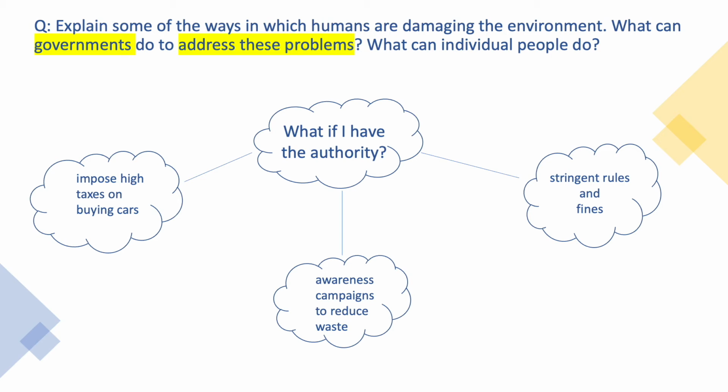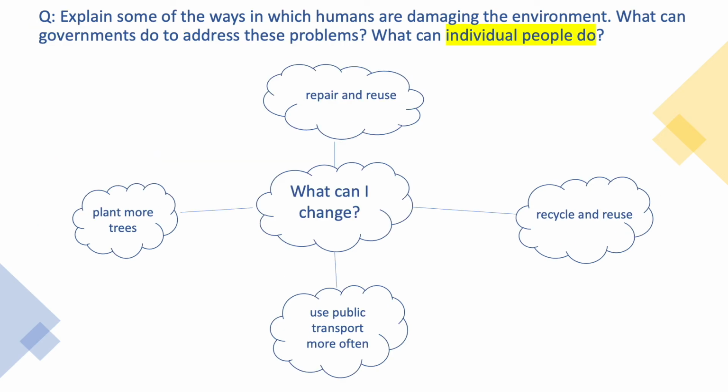Let's look at the third part of this question. What can individual people do? Now the onus comes to one person, one individual. Now let's see what I as an individual can do. What changes I can bring. I can repair and reuse things before throwing them. I can recycle things. I can use public transport more often. I can plant more trees, which will also be a positive impact on the environment.